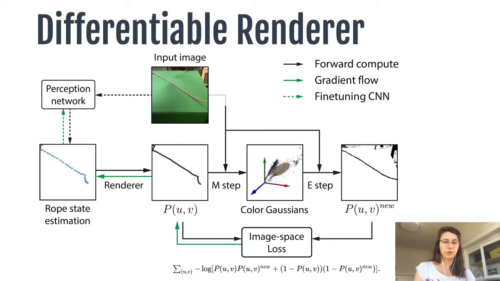So I want to emphasize here that this model doesn't assume anything about the color of the particular rope. The only thing it assumes is a good contrast, but it doesn't assume any known foreground or background color. These are really transient parameters that are estimated on the fly.